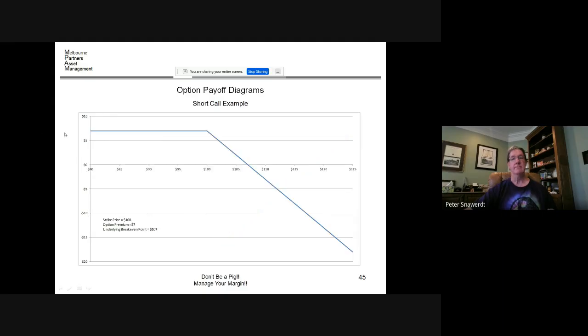If you're short the call, well, then it's just the opposite. $107 is where it's $0. The most you can make is $7, but for every dollar above 107, you lose at least $1, and that can go on to infinity.